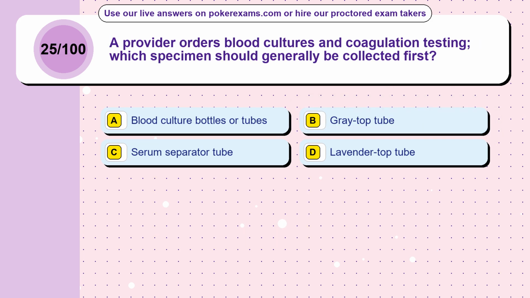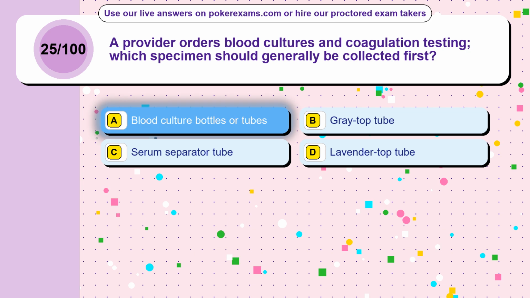Question 25. A provider orders blood cultures and coagulation testing. Which specimen should generally be collected first? Option A, blood culture bottles or tubes. Option B, gray top tube. Option C, serum separator tube. Option D, lavender top tube.